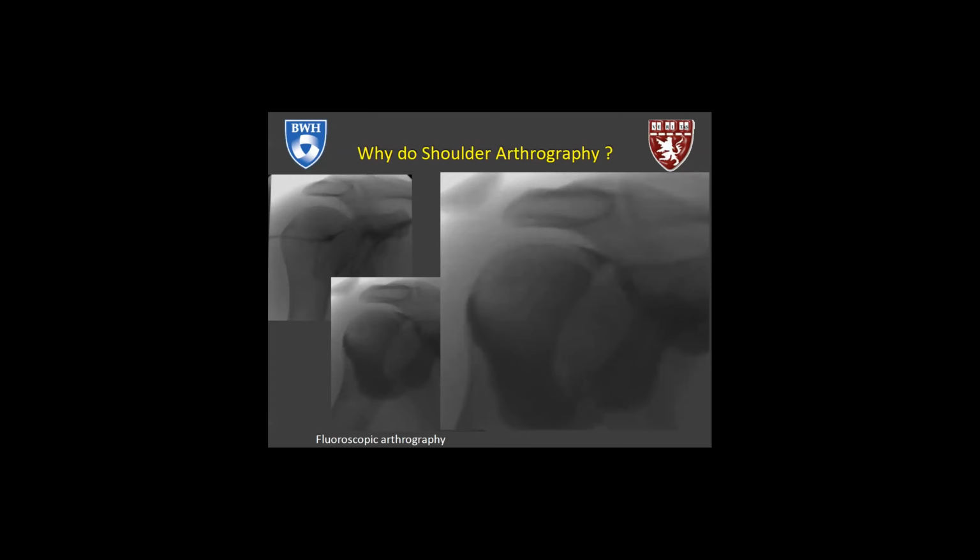So here's a nice example where we're injecting contrast within the joint. We see the initial sliver of contrast, and then subsequently contrast opacification of the joint.